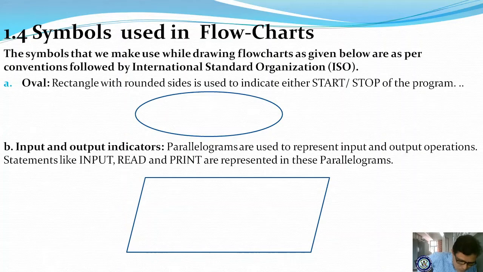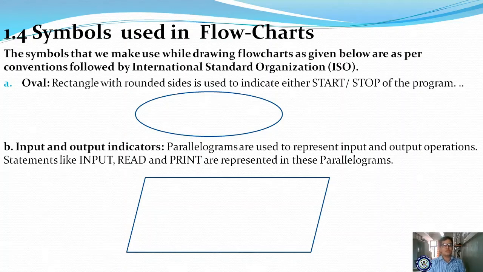The symbols we make use of while drawing flowcharts are as given below, as per conventions followed by international standard organizations. These symbols have been given by an authority, ISO. ISO stands for International Standard Organization. So we should not change these procedures. If we want to change these flowchart symbols, we are supposed to contact these authorities.